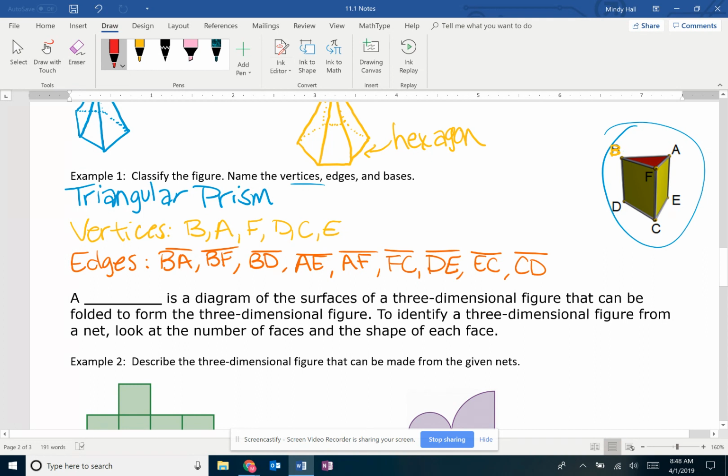All you have to do is tell me the triangles. So our bases are triangle BAF, because that's the top, and triangle DCE. So you're just giving me the shape and then the letters that represent that shape.